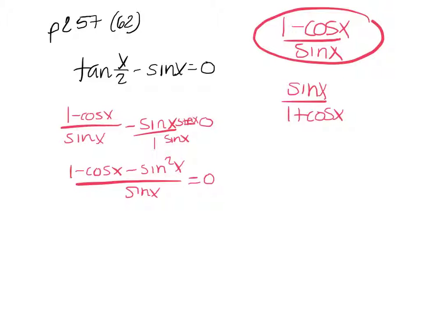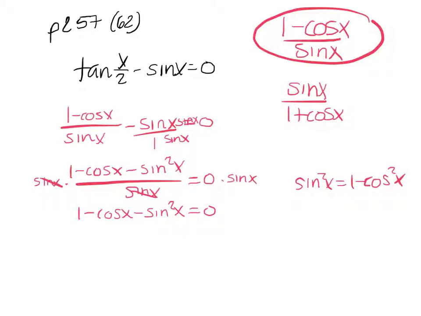Yep. Okay. If I multiply both sides by sine, I get 1 minus cosine x minus sine squared x equals 0. Okay, what do I do now when I have a cosine of x and then a sine squared? Identities. The identities. So I believe, if I remember this right, sine squared would equal 1 minus cosine squared. So I will replace sine squared with 1 minus cosine squared.